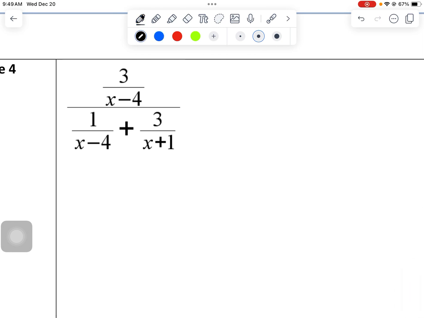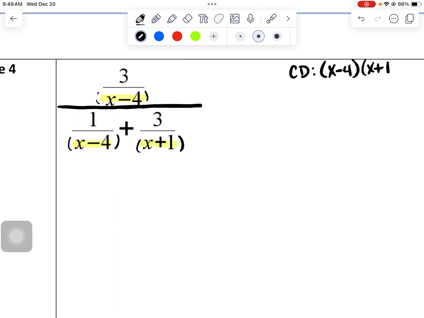Okay, let's try one like this. I'm going to make this one a little bit darker again. This is our main fraction, so we can see the difference between our numerator and our denominator. Looking at the individual fractions, the numerator has a denominator of x minus 4. In the denominator, we have an x minus 4 and an x plus 1. So our common denominator is going to need both of these factors: an x minus 4 and an x plus 1. So I'm going to do the method of multiplying by the common denominator.